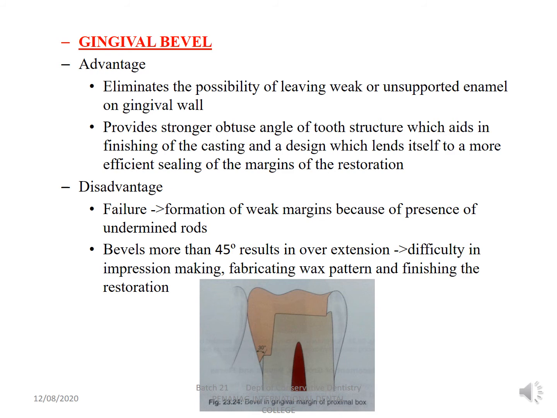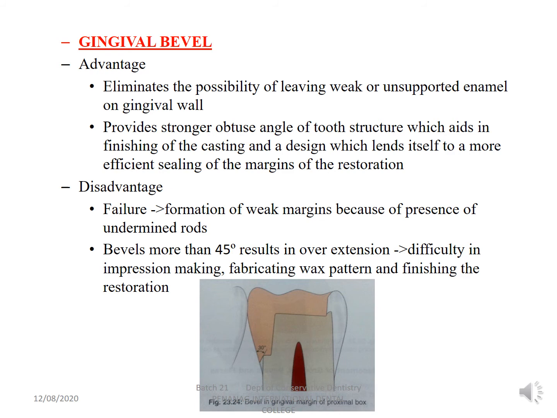The advantages of gingival bevels are: it eliminates the possibility of leaving weak or unsupported enamel on the gingival wall. It provides for a strong obtuse angle of the tooth structure which aids in finishing of the casting, and a design which lends itself to a more efficient sealing of the margins of the restoration. So if you see the gingival bevel, it provides for a 30 degrees marginal metal and provides for a lap sliding fit.